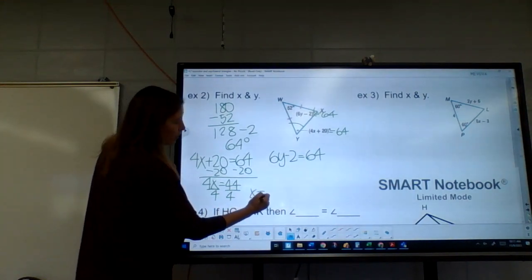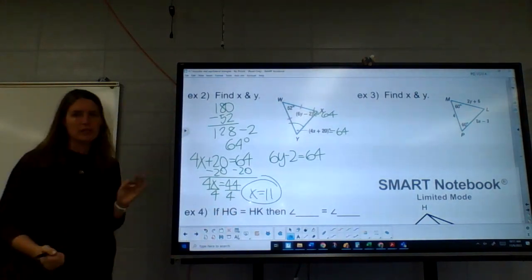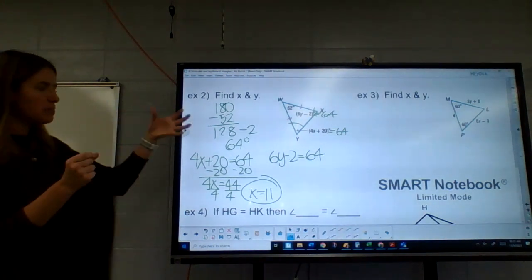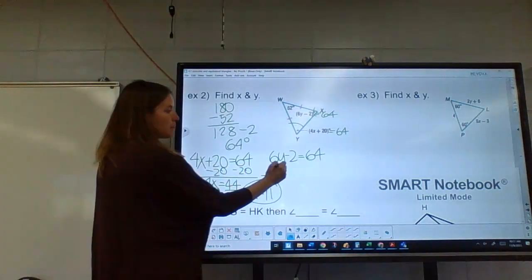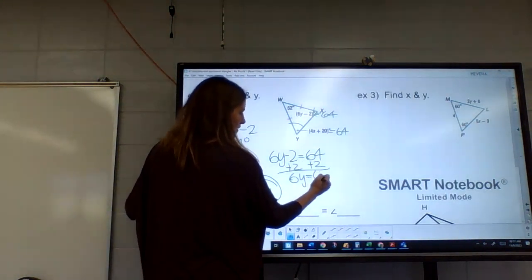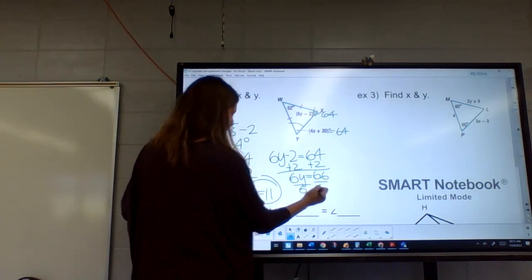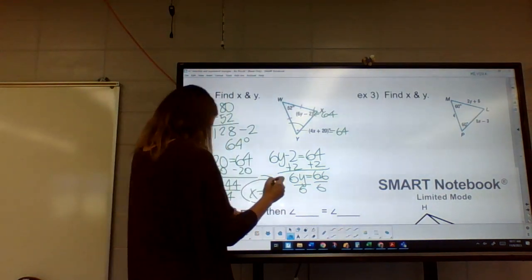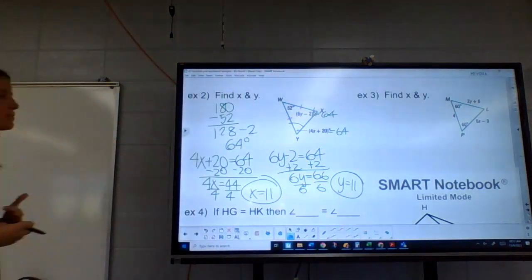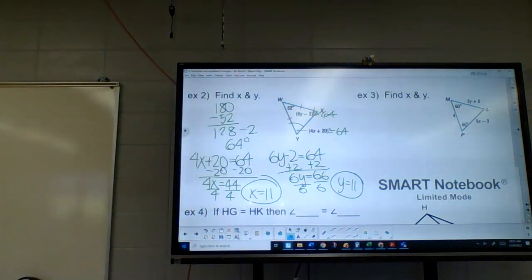And just so you guys know, they won't always be the same. This is a weird coincidence that they end up being the same value. Even though they're the same angle, they should both equal 64, but the variables don't have to be the same. So we end up with both X and Y being 11.